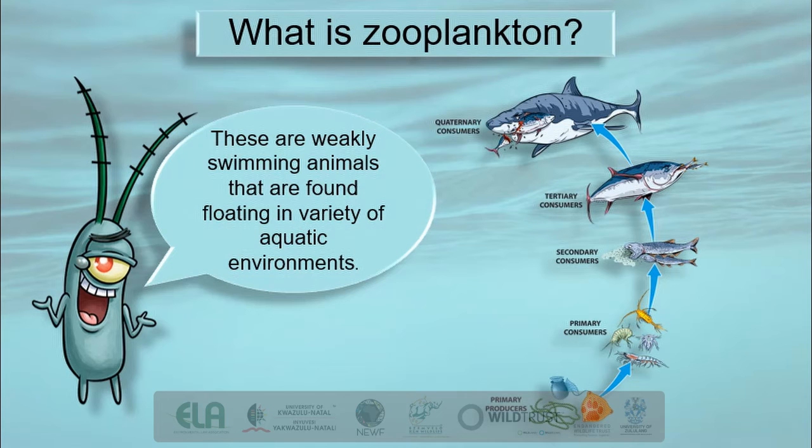Zooplankton are weakly swimming animals that are found floating in a variety of aquatic environments. They play an important role as primary consumers of phytoplankton. Thus, they maintain the marine food web.